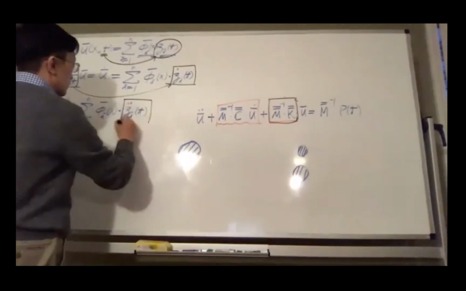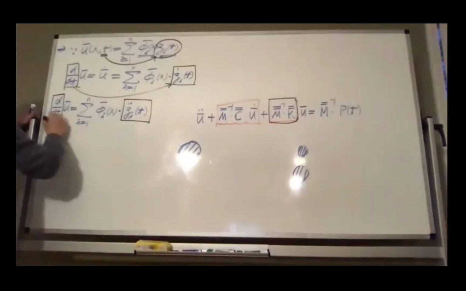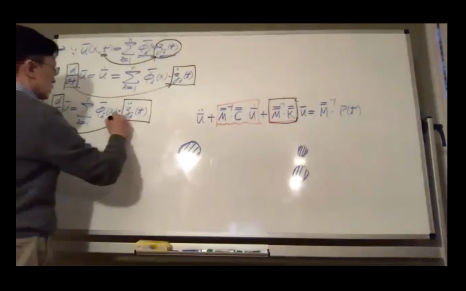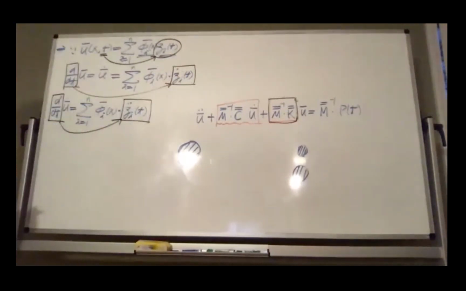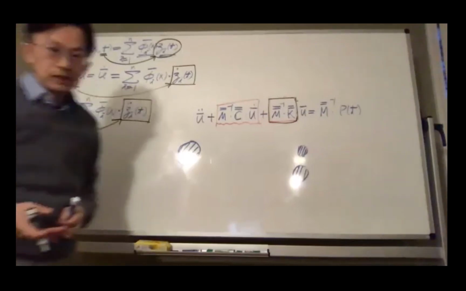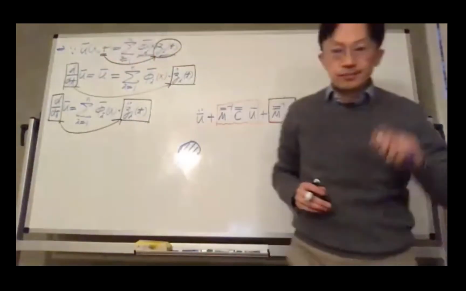Which means, if you look at this, the time derivative only applies to the generalized coordinate. Shape vector remains unchanged. Is that clear?